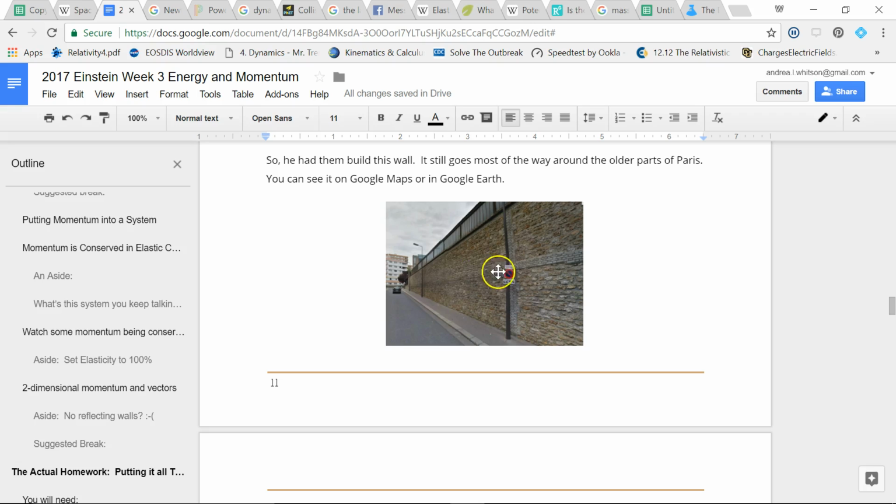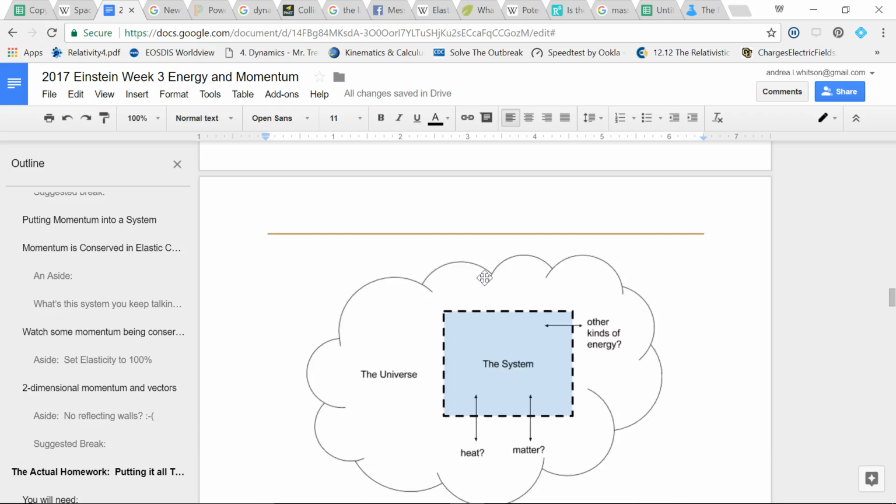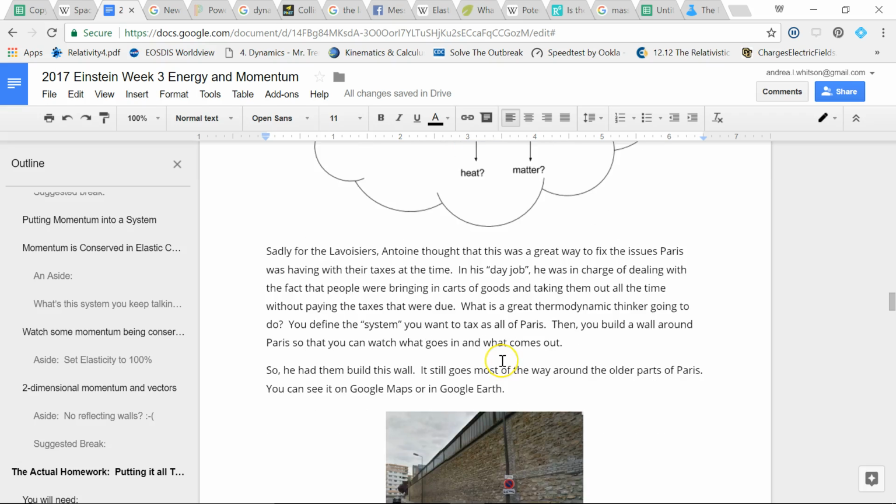So it's very sad. But it is good to remember when we're talking about thermodynamics that it's all about the wall. It's all about where we draw the wall. So for our experiments today, the wall is drawn around the system of our Newton's cradle.